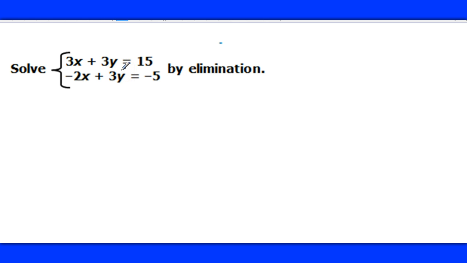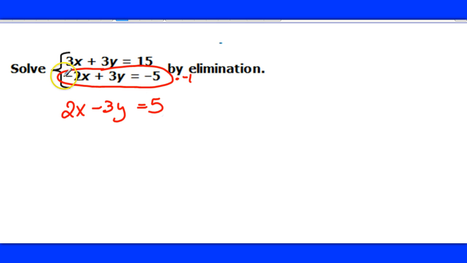So what I'm going to do is take one of these equations, it doesn't matter which one, and multiply the whole equation by -1. So I'm going to take this bottom equation right here, and multiply everything by -1. That's going to make that a positive 2x, a negative 3y, and a positive 5. Now, this equation is not here anymore. I'm going to take the two resulting equations and add them together.